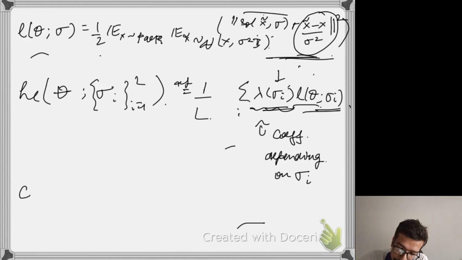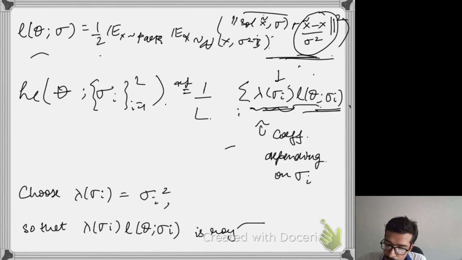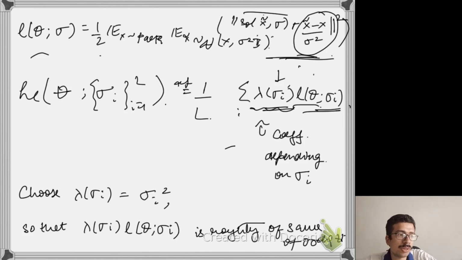So we choose lambda of sigma i to be sigma i squared. The reason is that lambda of sigma i times L theta of sigma i is then roughly of the same order of magnitude for all i. For all i, in order to make it of the same order of magnitude, we choose it equal to sigma i squared. Then in the summation, each of the terms is roughly of similar order of magnitude. And now you just train this objective function.